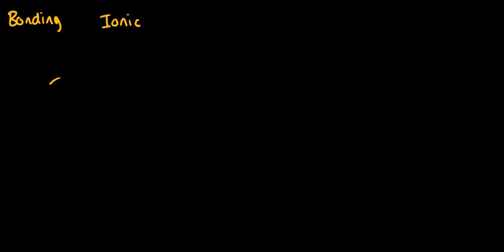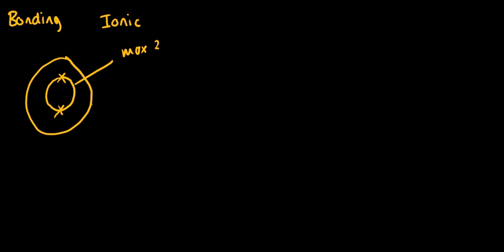So in the first shell of an atom, you can hold a maximum of 2 electrons. In the second, third, fourth, and fifth shell, and so on, you can hold a maximum of 8 electrons.